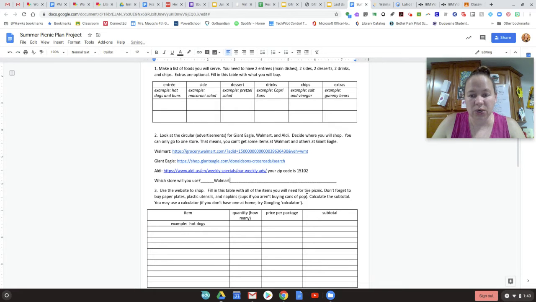Don't forget to buy paper plates, plastic utensils, and napkins, and cups if you aren't buying cans of pop. Calculate the subtotal. You may use a calculator. If you don't have one at home, try Googling the word calculator.